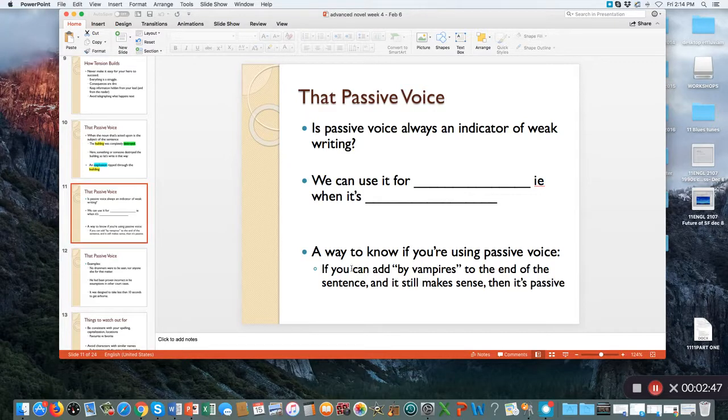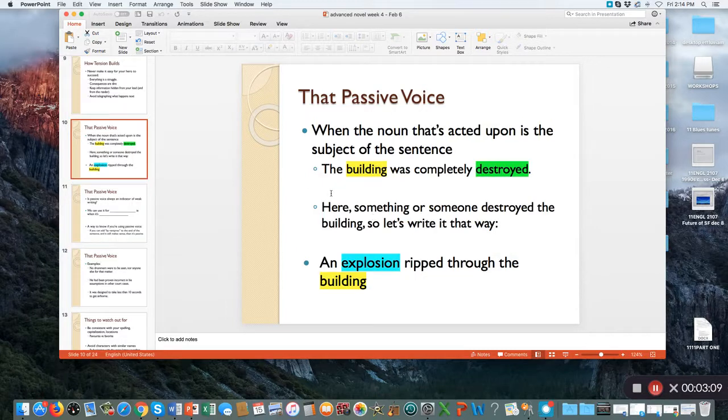So one way of checking your work when you're revising it is to add something to the end, and if it still makes sense, then you're using passive voice. For example, if you can add "by vampires" or "zombies" or "monsters" to the end of a sentence and it still makes sense, then it's passive. So if we go back to the previous example and we say the building was completely destroyed by monsters, it still makes sense. And that's how you know this is a passive voice in this example.